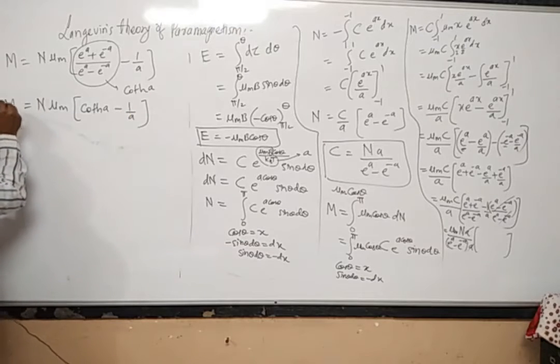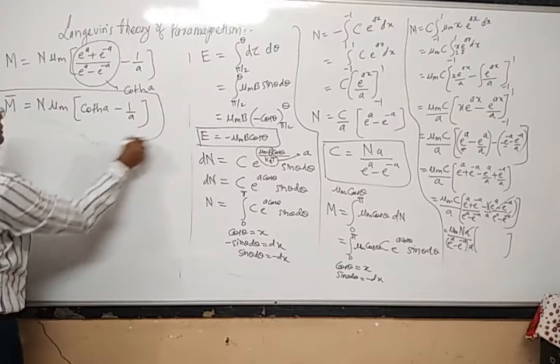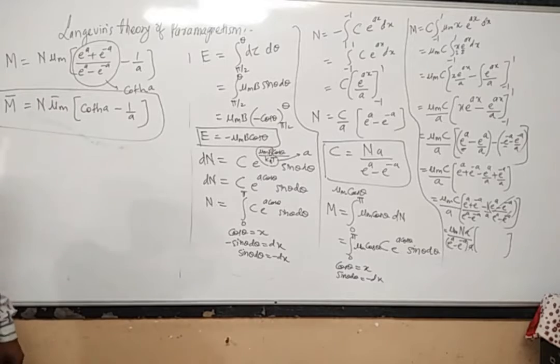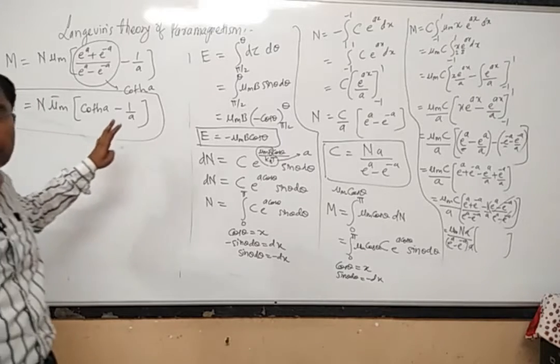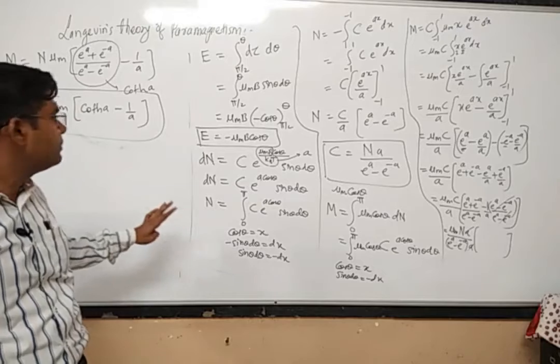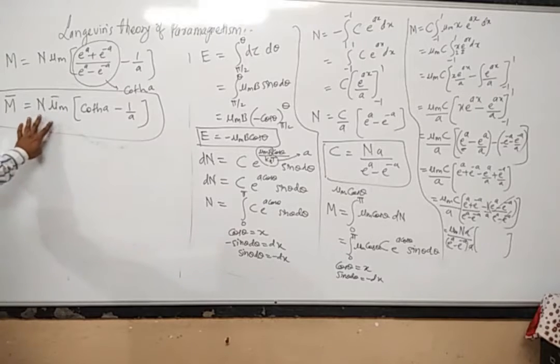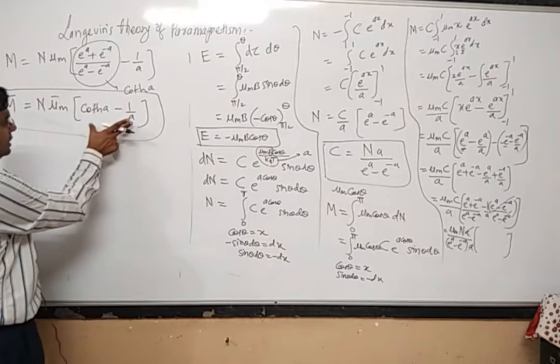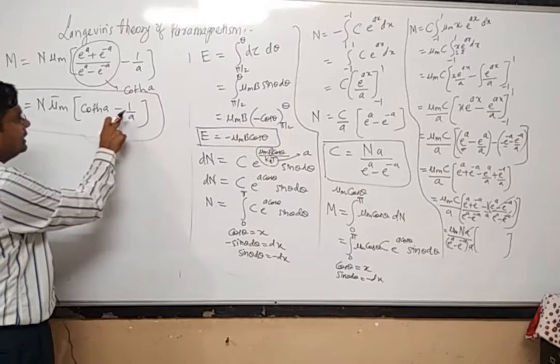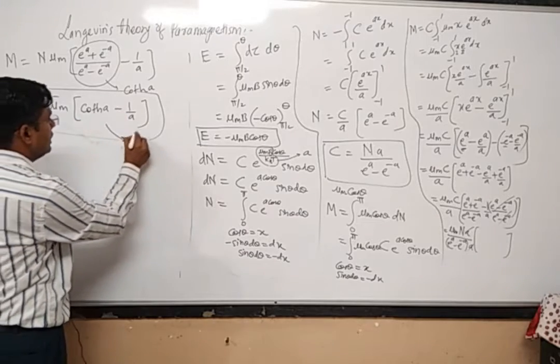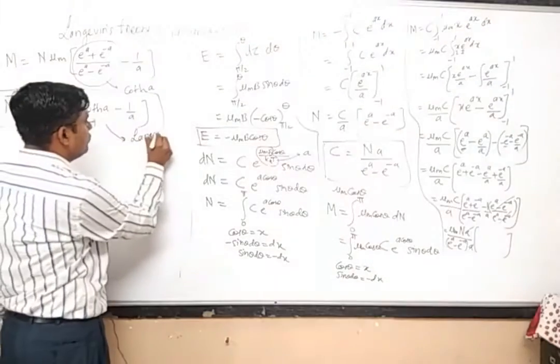This is the expression for magnetization. This is the expression for magnetization in the presence of an external magnetic field. So this much magnetization would be there. Now this function, coth a minus 1 by a, is called the Langevin function.